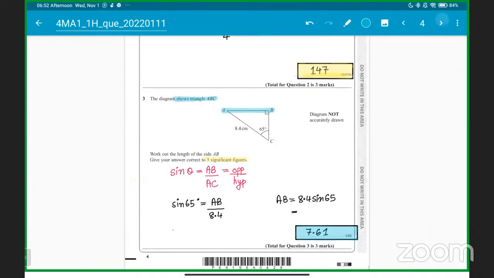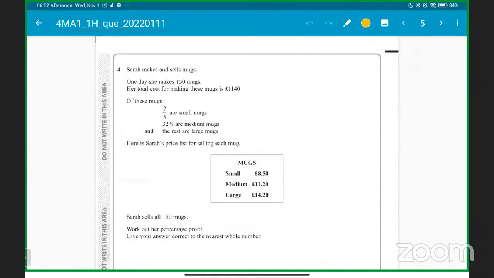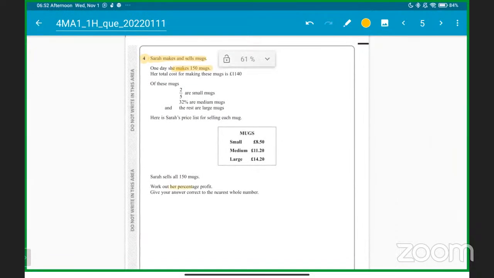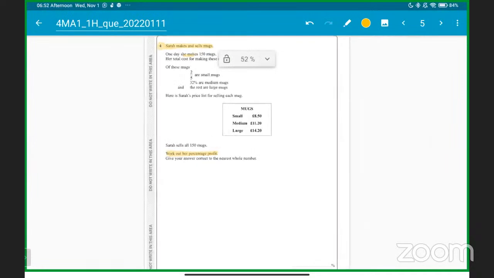I understand. Okay. Moving forward, we have question number 4. Sarah makes and sells mugs. One day she makes 150 mugs. Her total cost, this is important. We have to work out her percentage profit. So let's go through the question. Must be 5 marks.